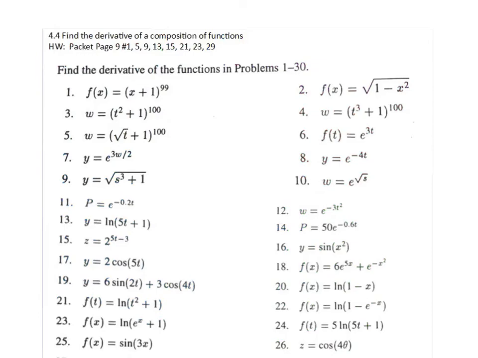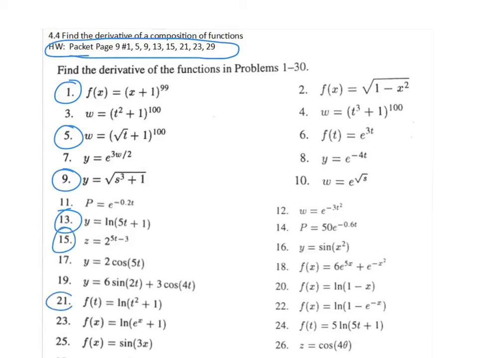So your homework is page 9, but it's not all the problems, it's just these ones at the top. So 1, 5, 9, 13, 15, 21, 23, and 29. All the answers are on Drive, so make sure to check yourself tonight before you consider yourself done the homework.